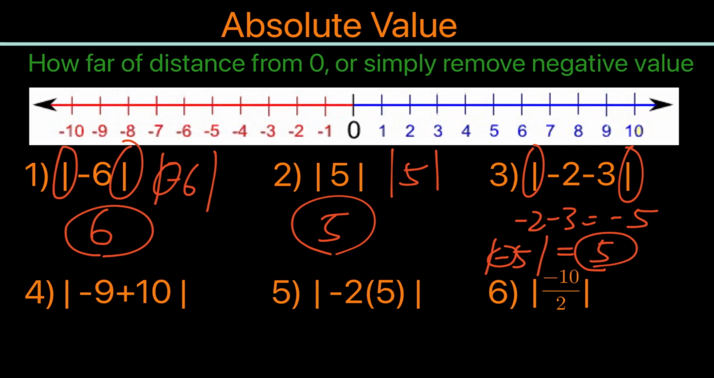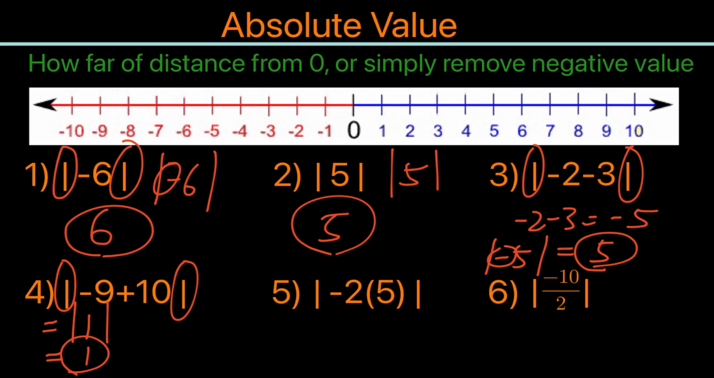For number 4, we have a -9 plus 10 inside the absolute value. And so if we take -9 plus 10, we will have a +1. And +1 inside the absolute value, it would be 1. Just like if it was on the number line, it would be just 1 space to 0.